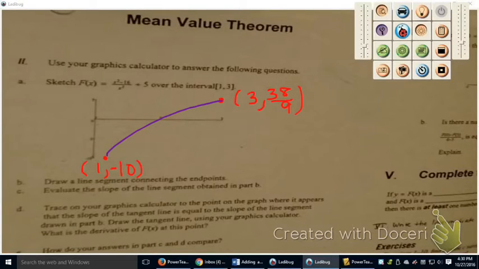So that's A. B says, draw a line segment connecting the endpoints. Alright, there's my line segment. C says, evaluate the slope of the line segment. Alright, so that would be 38 over 9 minus negative 10 over 3 minus 1. If you work that out, you get 64 over 9, or 7.111.